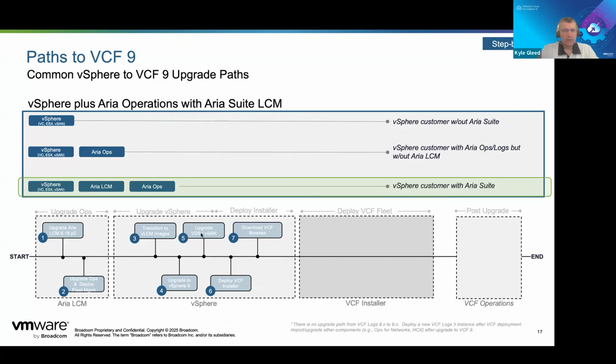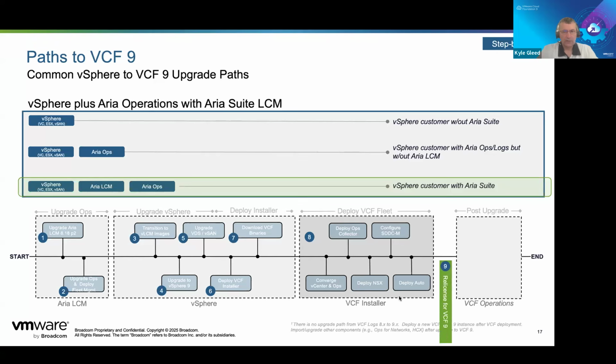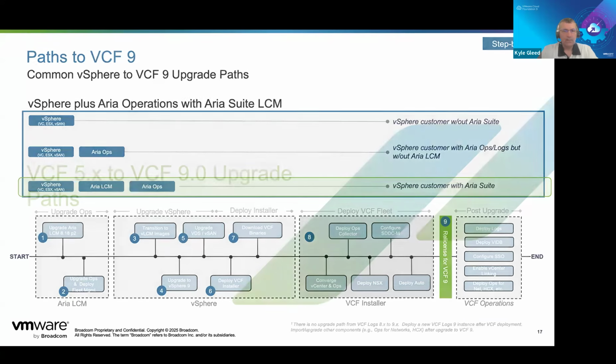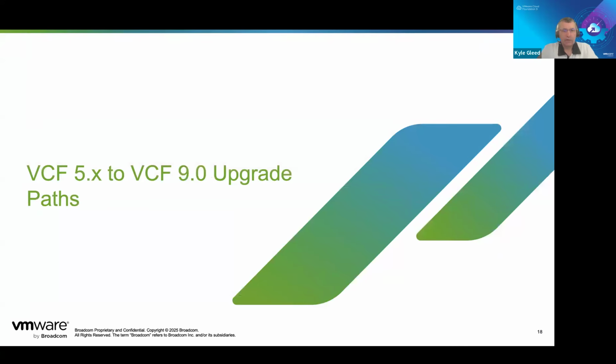And then you'll deploy the installer, download the binaries, and then use the VCF installer. And here, the VCF installer will converge the vCenter and the operations, which was taken care of by ARIA LCM, deploy the collector, and then it's basically the same process. And then when you're done, you relicense and move on to those post-upgrade activities. Okay, so that is the vSphere environment.